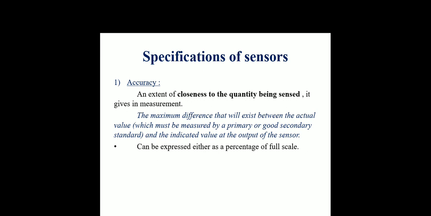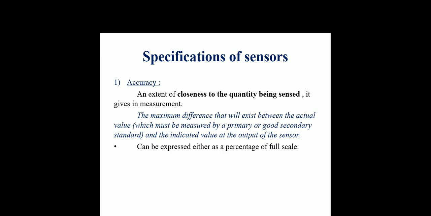It is the extent of closeness of the output with respect to the input, or the difference between the actual value and the indicated output value, meaning how close the output value is to the actual desirable value. It can be expressed as a percentage of full scale.